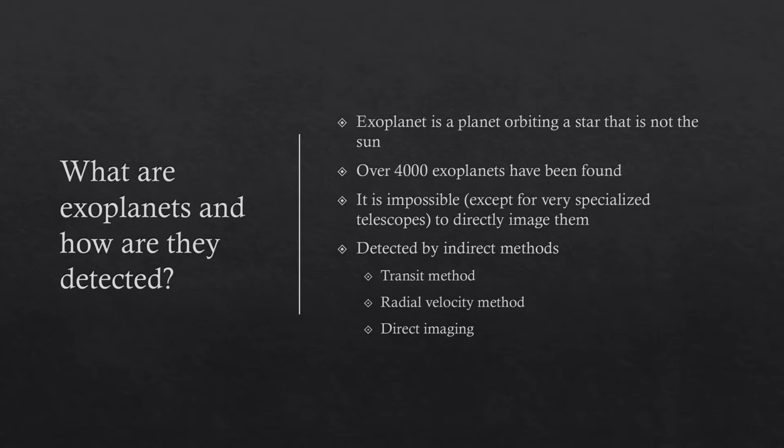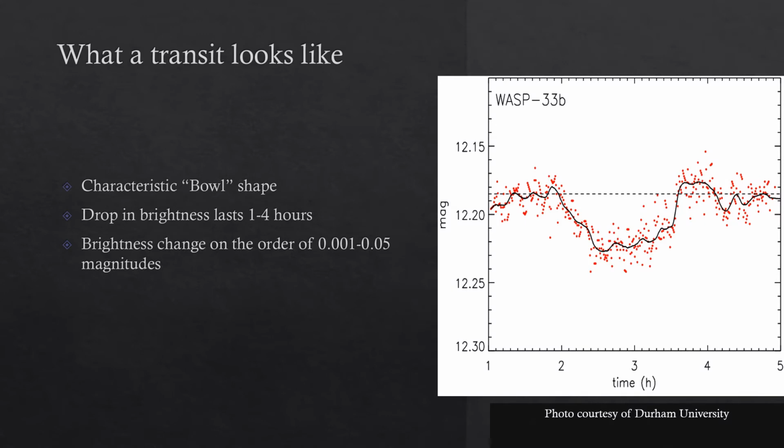And the transit method relies on the geometry of the star system. It has to be nearly edge on from our perspective to us. And so we wait for a planet that's orbiting a star to pass between its host star and us. And when it does that, the star's brightness will dip ever so slightly. This is an example of a transit that we see here. This is a transit of WASP 33b.